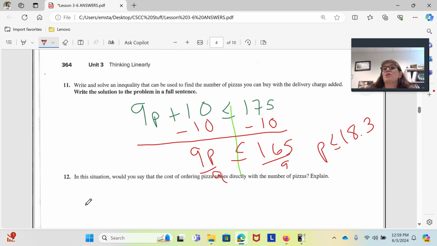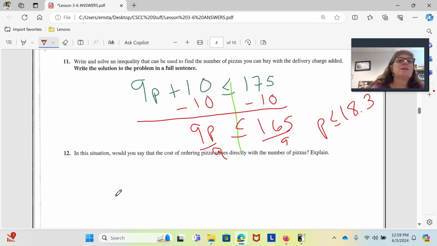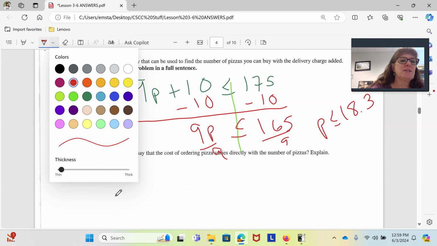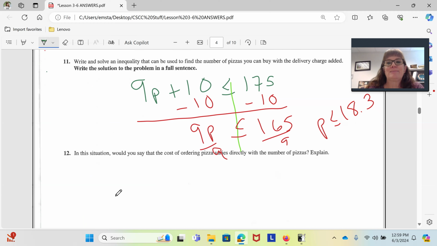So with the delivery charges, we can only buy up to 18 pizzas. It basically costs us 1 pizza for the delivery charge. In this situation, does the cost of the pizza vary directly? Let's think back to our definition from the last section. Vary directly has to be a straight line. Okay, this is a straight line.